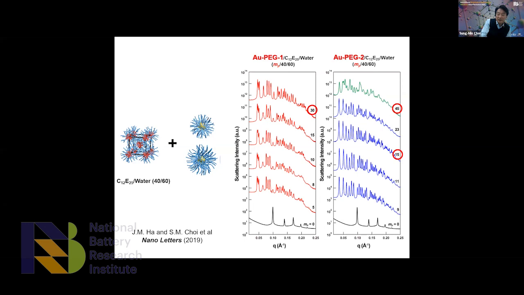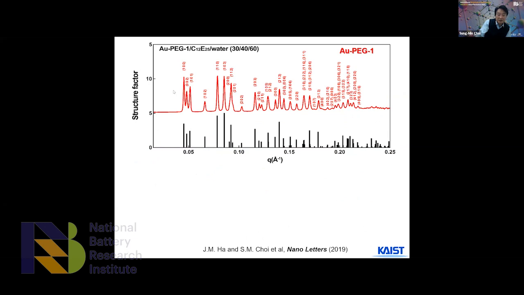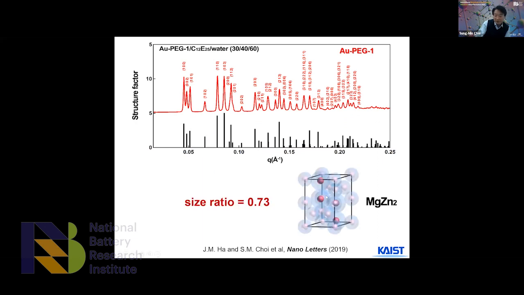So looking at these data more closely, after correcting the particle form factor, this is the scattering pattern, the structure factor. This is like an atomic diffraction pattern, but in the nanoparticle case, the diffraction comes from the arrangement of nanoparticles. By indexing this, we find that this is a binary structure, which forms the MgZn2 type structure, very clearly. Not only the peak positions, their intensities match very, very well.